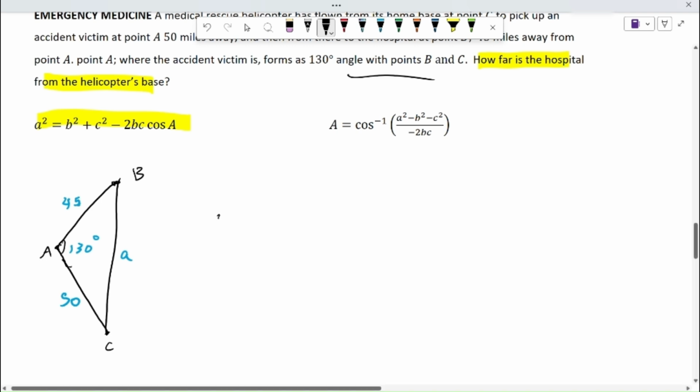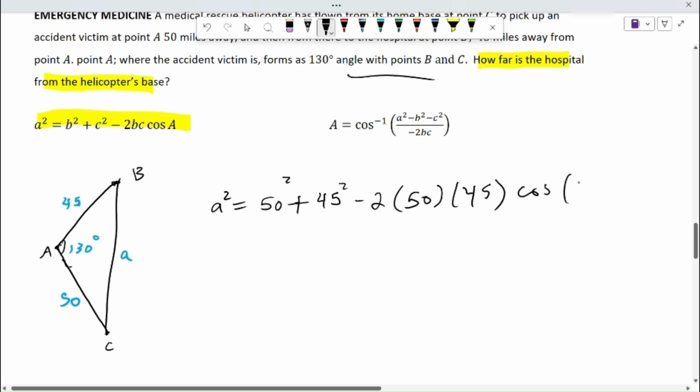So let's apply it. We have a squared equals, well, b squared is, in this case, 50, because this is side b and this is side c. We said that the sides are always opposite the angles that they're associated with. So we have 50 squared plus 45 squared, minus 2 times 50 times 45 times cosine of the angle we have, which is 130 degrees. Cosine of 130 degrees.